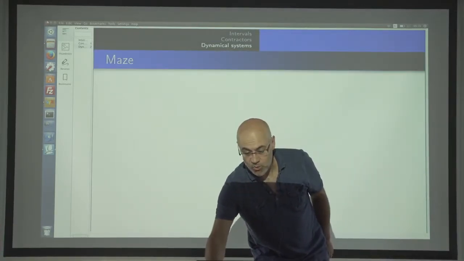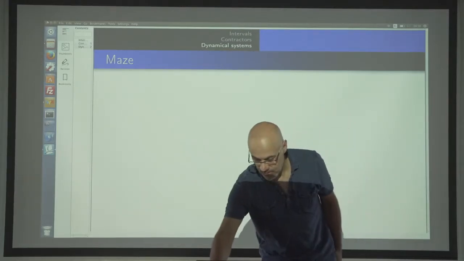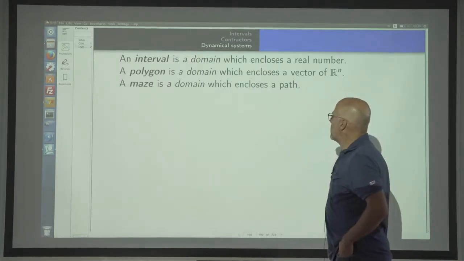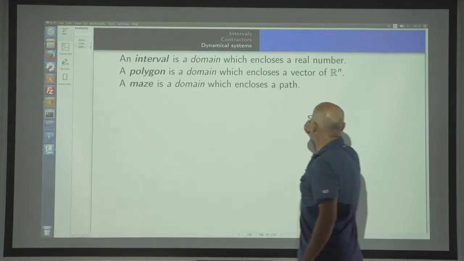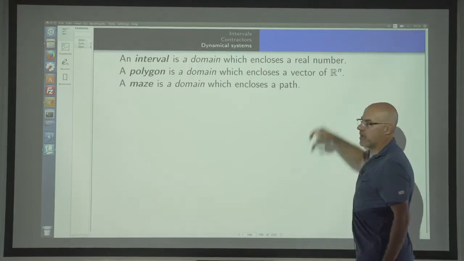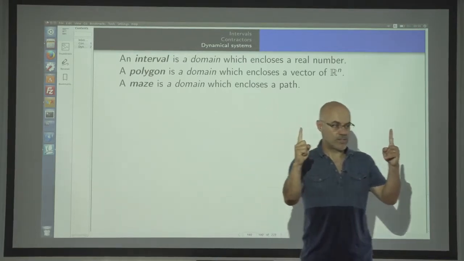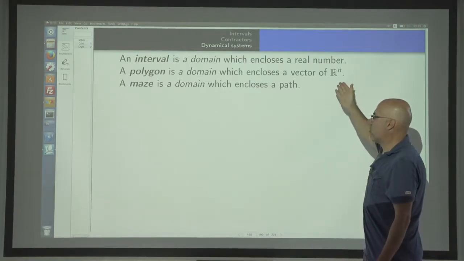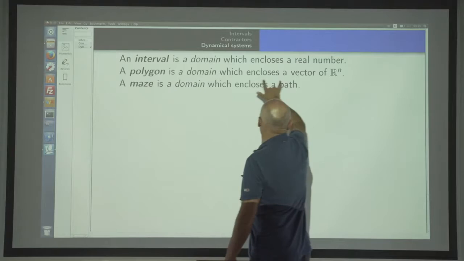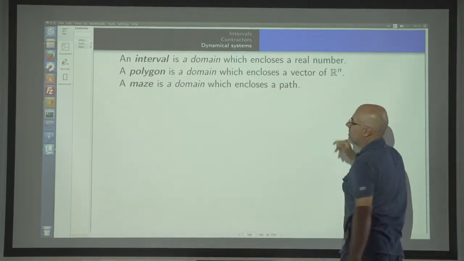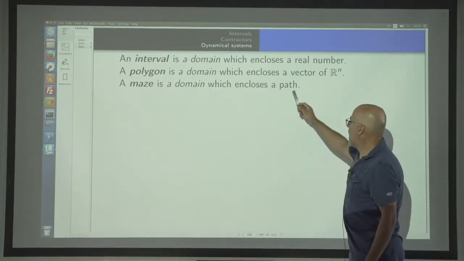And now I want to explain how we actually compute a positive invariant set. Everything is based on the notion of maze. If I have an uncertain real number, I can represent it by a set, which is an interval. Quite classical. If I have a vector, I can represent it by a box or by polygons. This is called a domain for the vector. Now, when I deal with differential equations, I deal with paths.